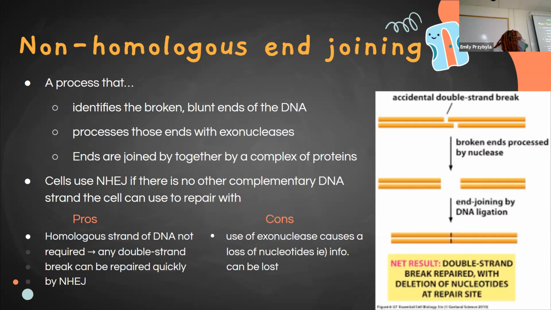So does that make sense? Where we possibly could be losing some genetic information here, but we don't need a homologous strand of DNA. So this is more versatile. Versus homology-directed repair. I have a video on this, so we're going to watch that first, and then we'll talk about the other one.